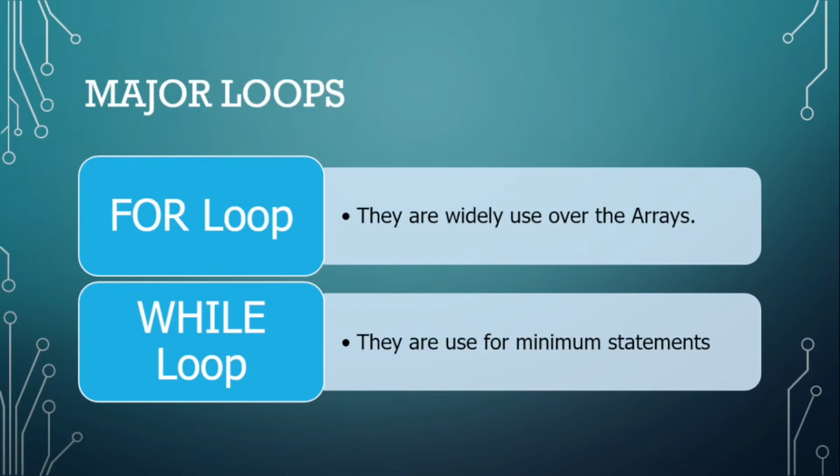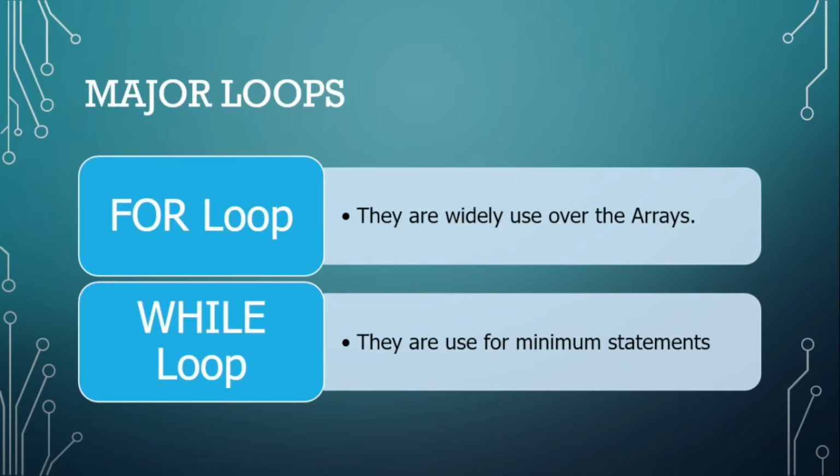Whereas the while loop is used for a minimum number of statements. When the statements which we want to iterate are very few, we use the while loop. Whereas for a long list of statements, we'll use the for loop. Let's move on.